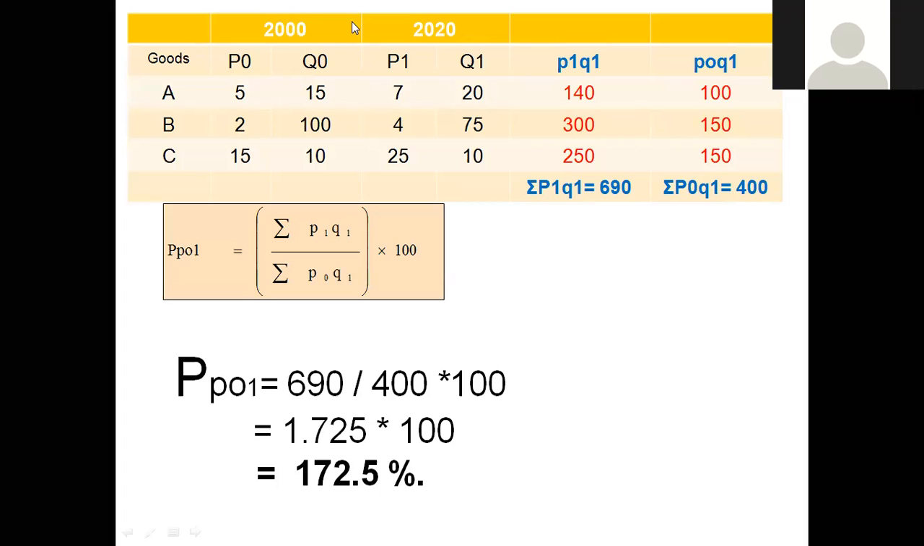Yes, sir. But we are calculating index numbers only, sir. We are calculating index numbers, but the formula is different. For example, you are considering the base year quantity, but I am considering the current year quantity.